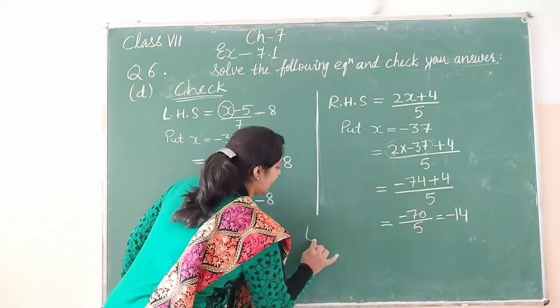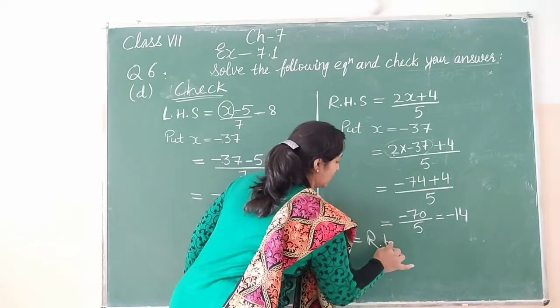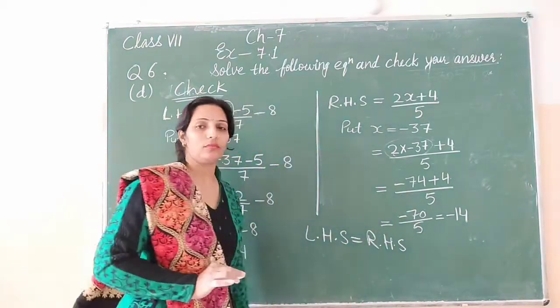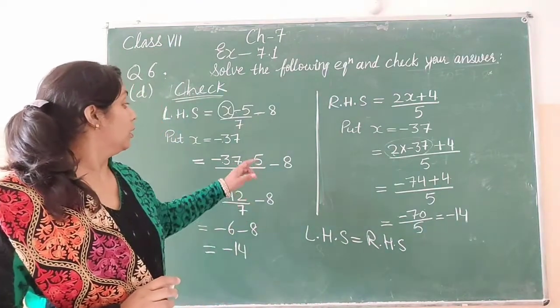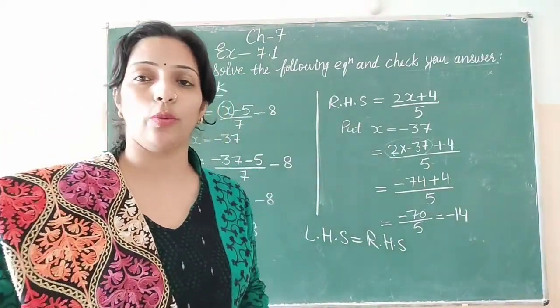So we will write in the end, left hand side is equal to right hand side. So x is equal to negative 37 is the solution. Check. I hope you have understood.